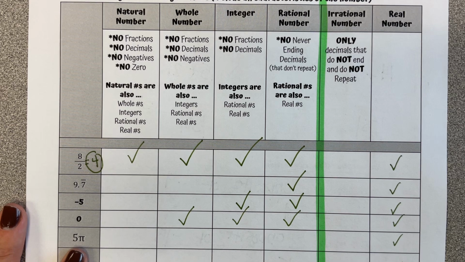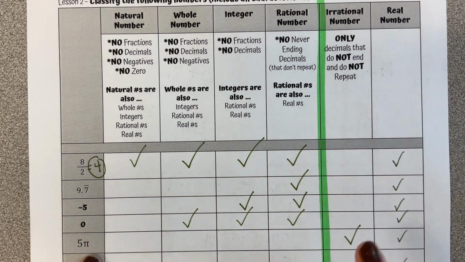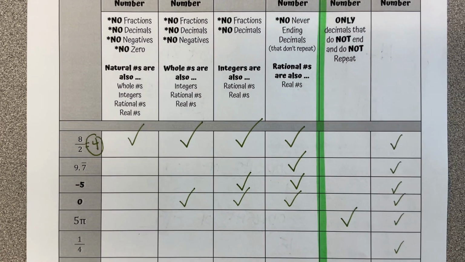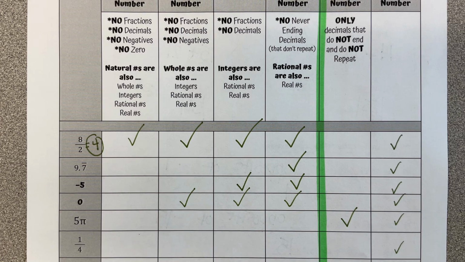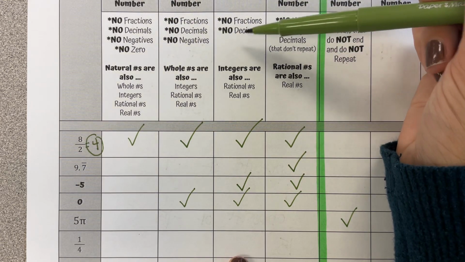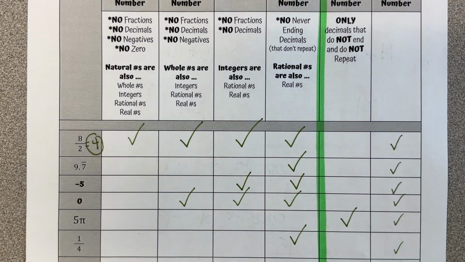Pi. As soon as I see pi, pi is our most common irrational number. It goes on and on and on forever without a pattern. So as soon as I see that, it's irrational. It's none of these rational number spots. 1/4. It is a fraction that does not simplify to a whole number. So I see no fractions, no fractions, no fractions. Rational numbers have fractions, so it applies there.